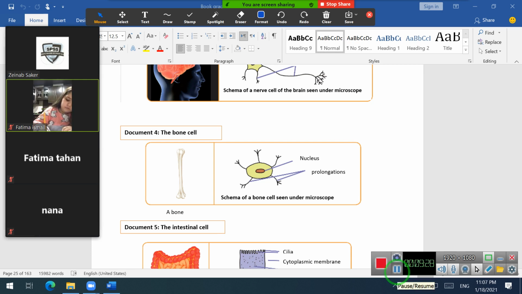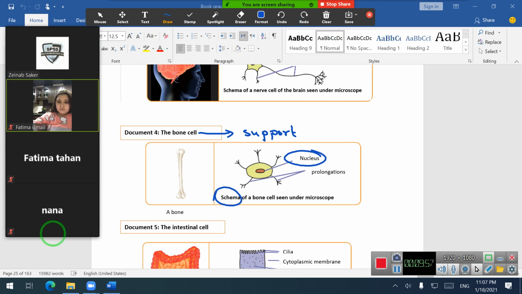Document 4 shows the bone cell. And as you know before, the bone cell supports your body and gives it its shape. The bones give your body the shape. Thanks for the students who are writing the function of each cell. Now, this is the schema. Schema means diagram, figure or photo of the bone cell seen under microscope. It has also one nucleus inside.